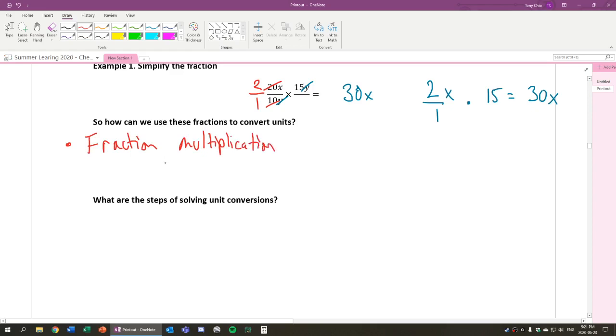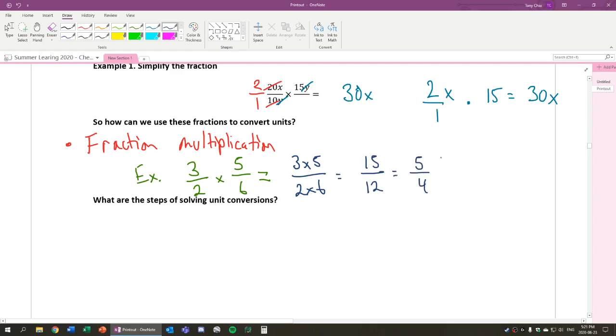Now, what is fraction multiplication? Well, if I were to look at, for example, 3 over 2 times 5 over 6, what is happening? I'm actually multiplying 3 times 5 over 2 times 6, which gives me 15 over 12, which if I wanted to reduce is 5 over 4. Now, that is fraction multiplication, which means that you multiply across.